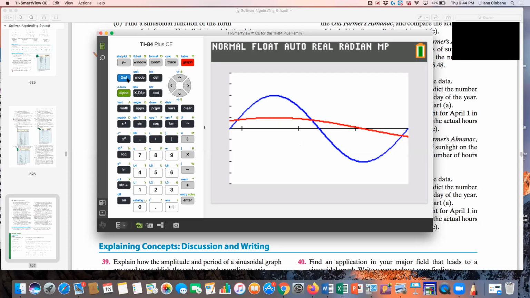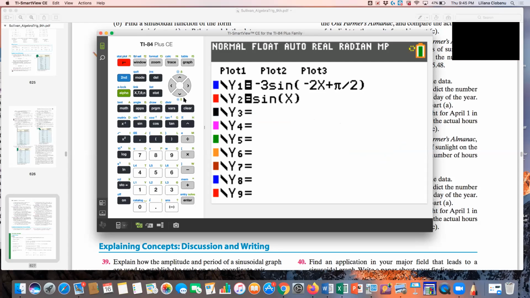Now, also what happened, we also have the negative in front of the 3, which was a reflection over the x-axis. So all these transformations, in order, will make us go from the parent function sine of x to this given function y equals negative 3 sine of negative 2 x plus pi over 2.